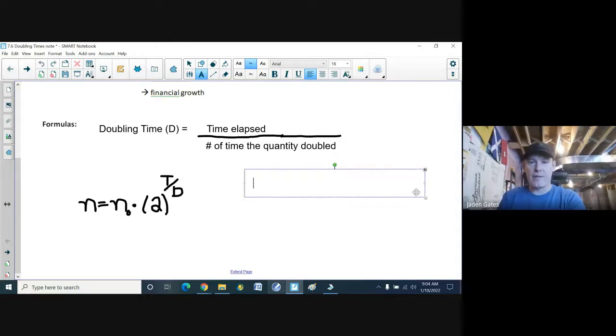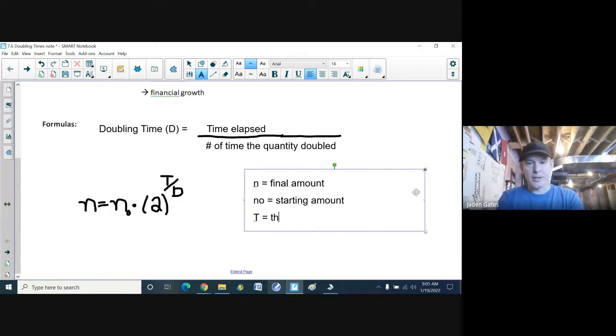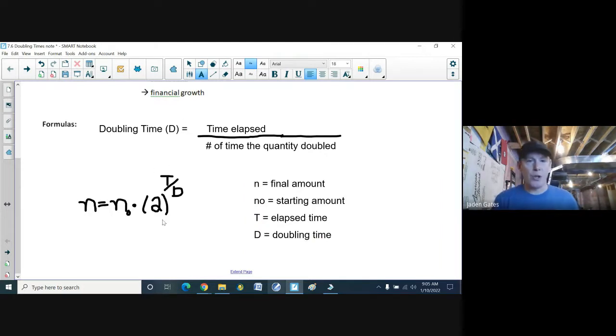Now, what do these things stand for? N is your final amount, whatever you're counting. And N little zero, you can see the position in the equation, is your starting amount. It's like your A value. T is the time elapsed, how much time has gone by. And D, of course, we already looked at, is your doubling time. All right, so there are the two formulas that we are going to use.